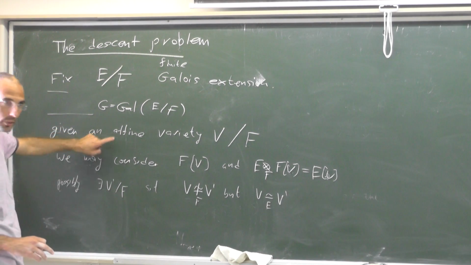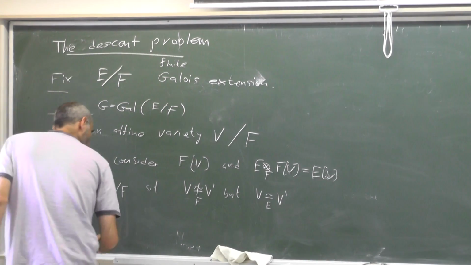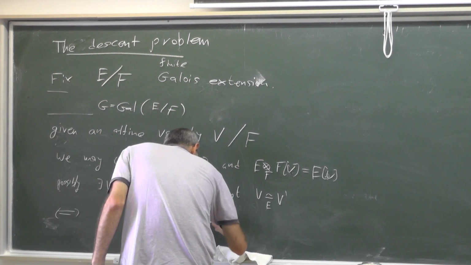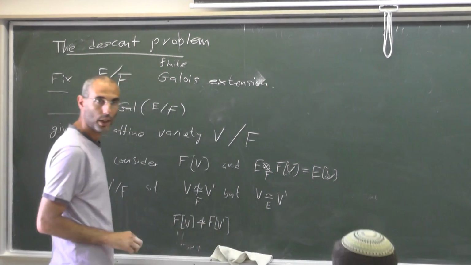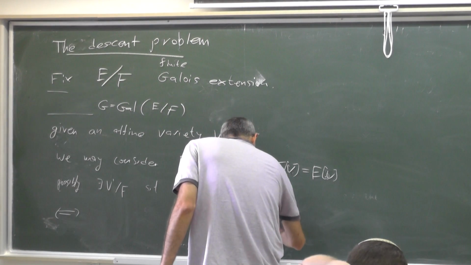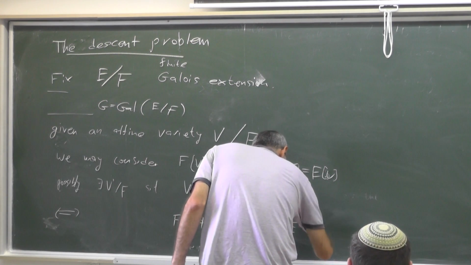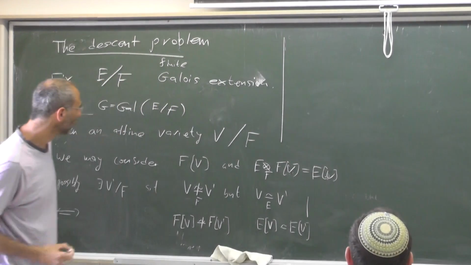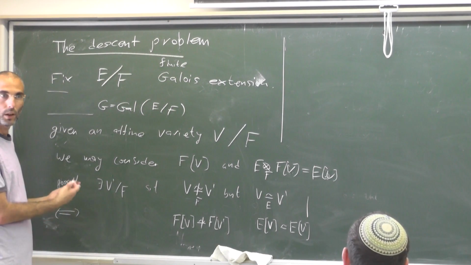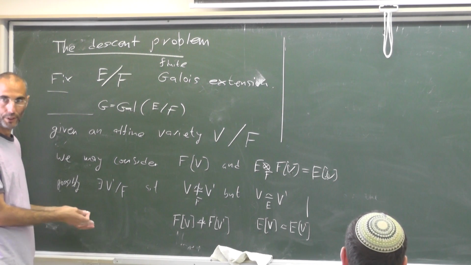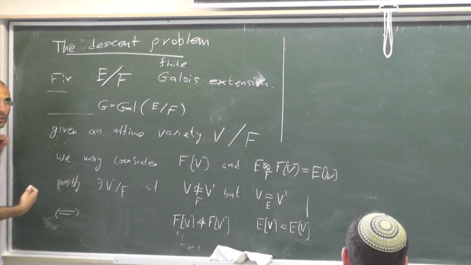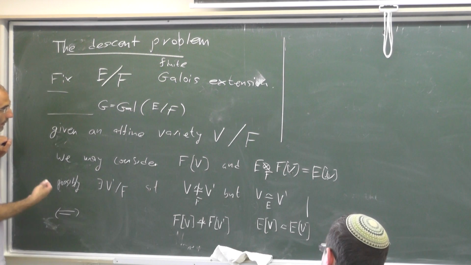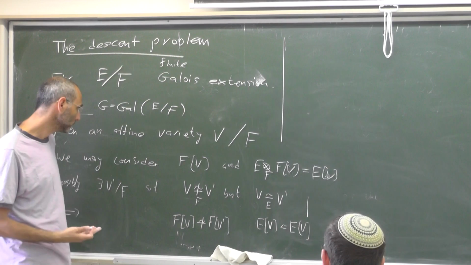Since I'm working with affine varieties, an equivalent formulation is that F of V is not isomorphic as an F algebra. I can't find such an isomorphism, but I can find an isomorphism of these E algebras. So V prime, I would say, is another F form of the E variety V. Okay? V is an F variety, an F form of the E variety V, the extension of scalars to E, and V prime is another. Of course, it is another because it is not isomorphic.